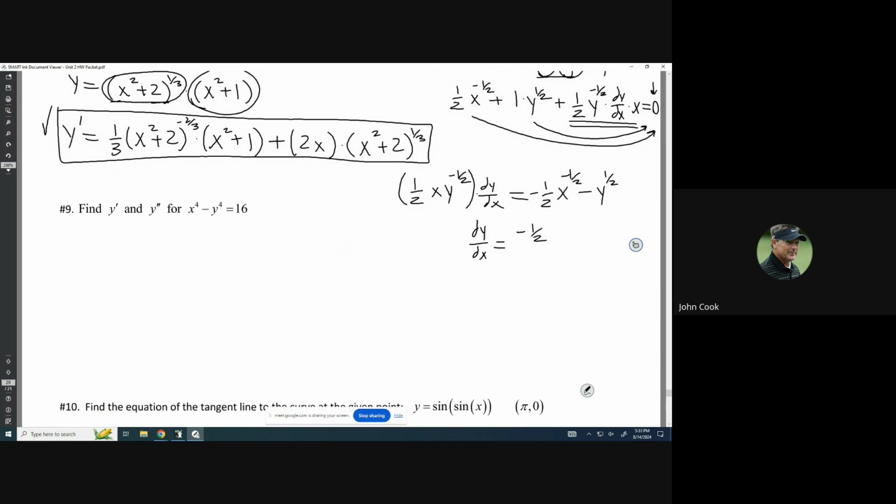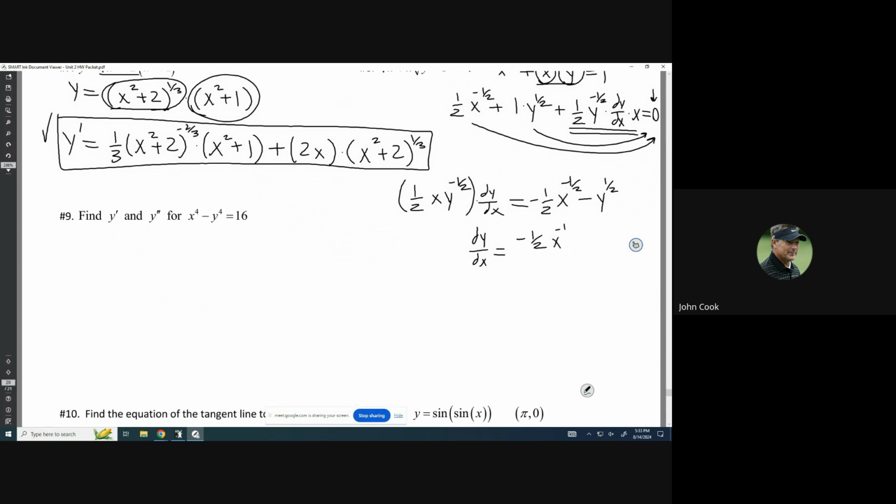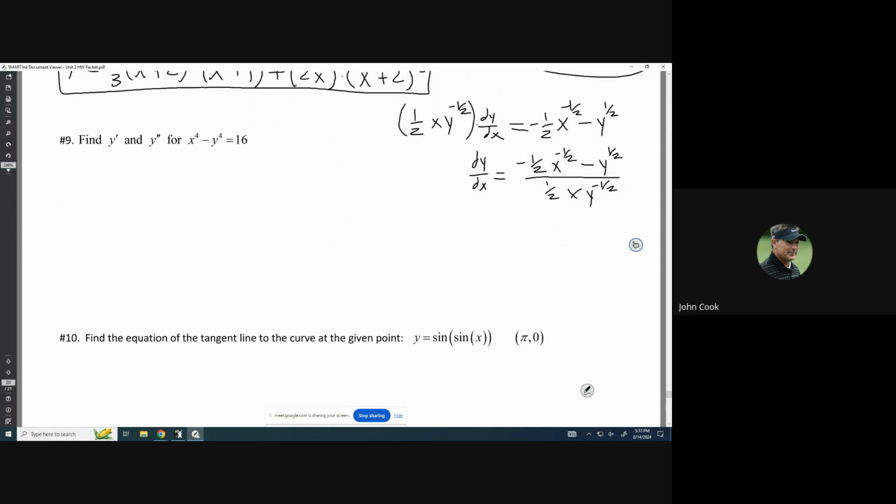Negative 1/2 x to the negative 1/2 power minus y to the 1/2 power, all over that stuff, so 1/2 x y to the negative 1/2. And you don't need to simplify it any further. Just leave it like that, because all we were after is the derivative. Let somebody else simplify it. Move on with your life. Okay, we are done. There we go.